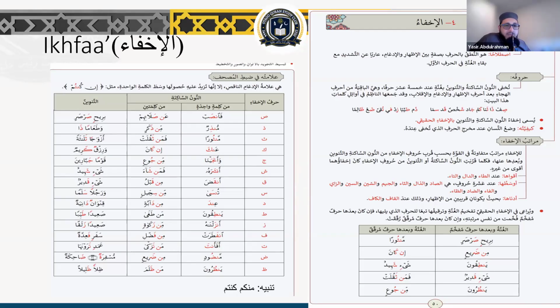بريح صرصر. You see, صرصر, all of the letters are elevated, heavy letters. The صاد is one of the easy examples, right?